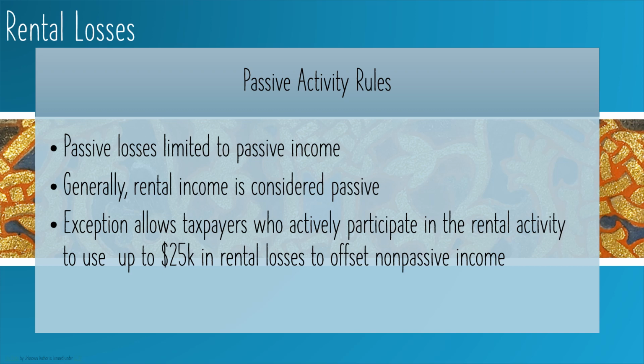So the exception allows taxpayers who actively participate in the rental activity to use up to $25,000 in rental losses to offset non-passive income. So it would be possible for them to generate up to $25,000 worth of loss, and that could lower things like their wages by that $25,000. If they're limited, then they end up carrying those losses forward until they have more passive income that they can use those losses against.